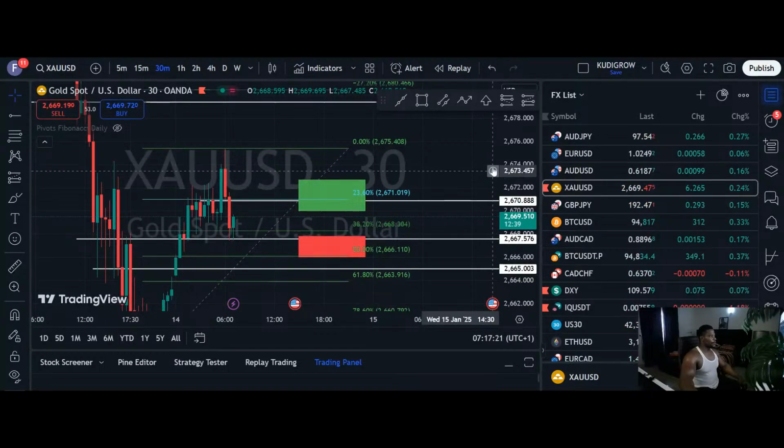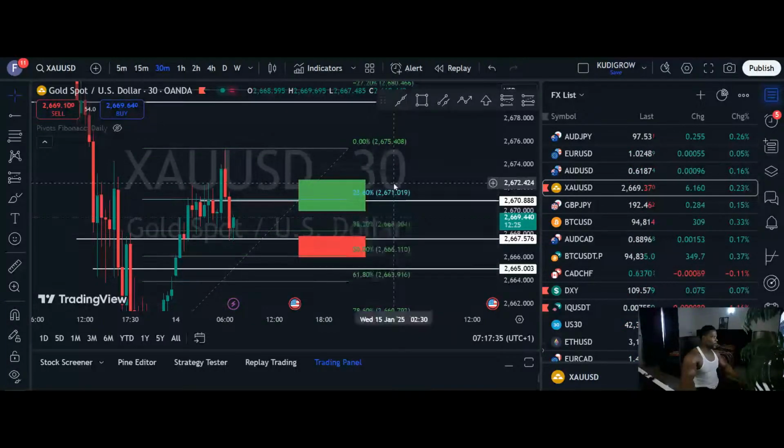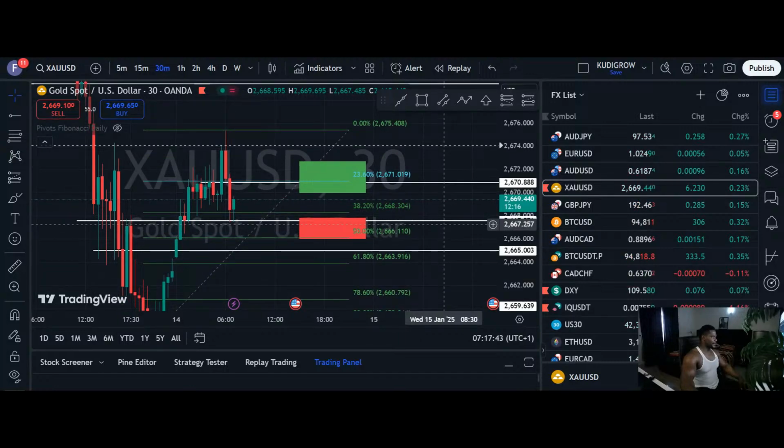Here, once I go to the price axis around an area, like this 2674, I click on this plus sign, and it says add alert on XAUUSD at 2674. Of course, I click there. And you will see it adds an alert, this dotted line. So whenever price is coming up to cross here, I will get alerted.